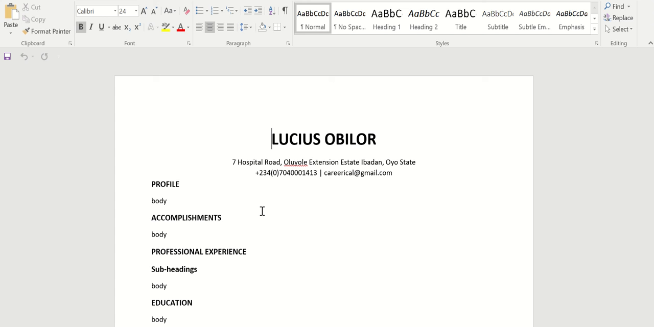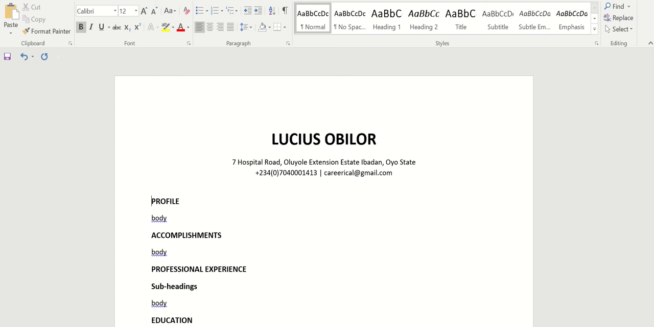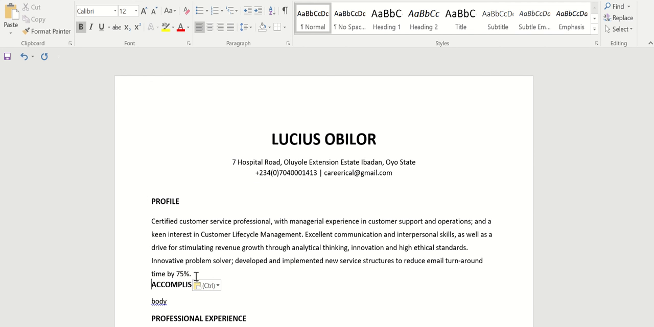That's what it is. Okay, so to continue from where we stopped, I'm going to bring this down a little bit so that we have enough space between the contact information and the rest of the document. Then I have a profile statement that I'd already written for this CV. I'll just paste it in the body part. So we'll take a look at what is actually entailed in this.